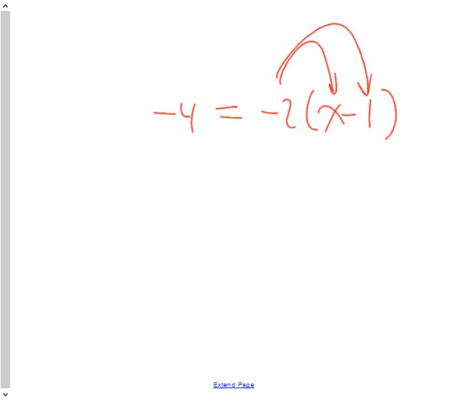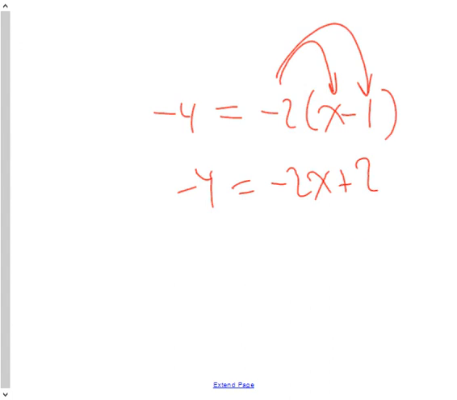Question 14 is the exact same thing. This time, it's distributive property, but your variable is on the right. So the same process has to happen here. The constant's not negative 1, for God's sake. It's negative 2x plus 2 equals negative 4. Now you see that your constant's not negative 1, but rather positive 2.